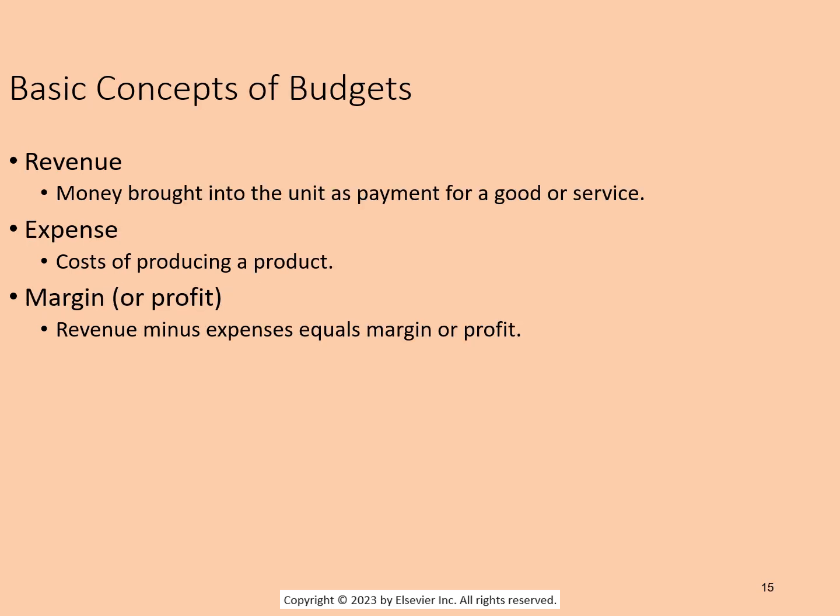Then also the basic concepts of budget. You have to look at the revenue. Are we making enough money? You look at the expenditures. How much is it costing? Then your profit. Are you making a profit? You look at your profit or your margin. Your margin is going to be your revenue minus your expenses. So you're going to make a profit, or you're not. Everybody's in business to make a profit. So revenue minus your expenses equals your margin or your profit.